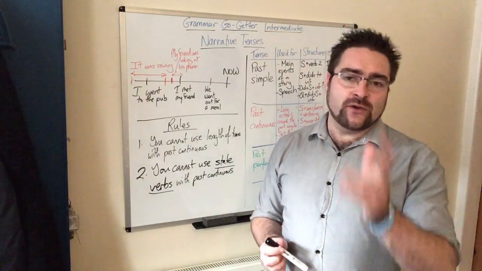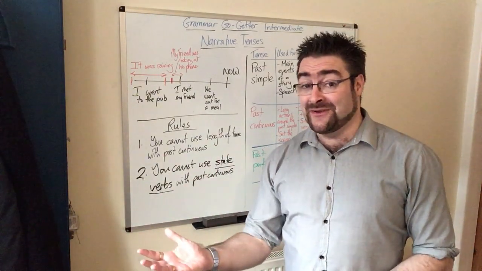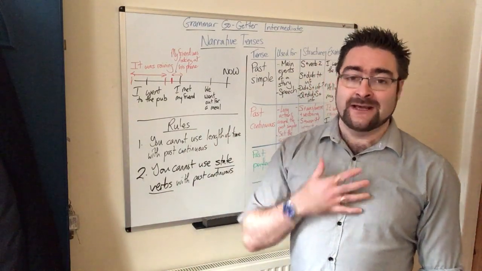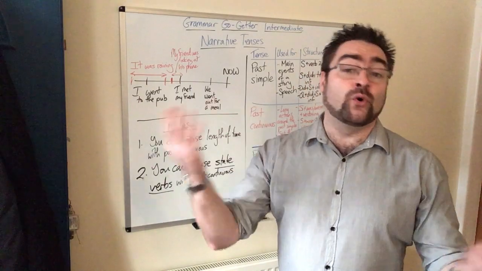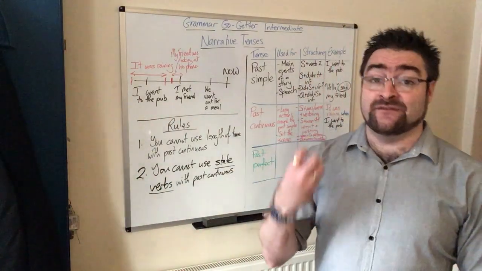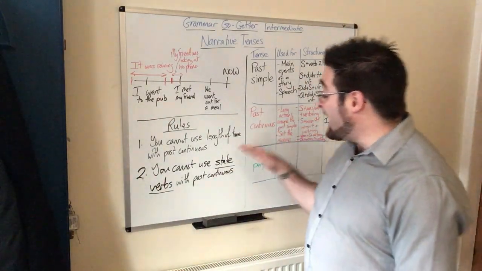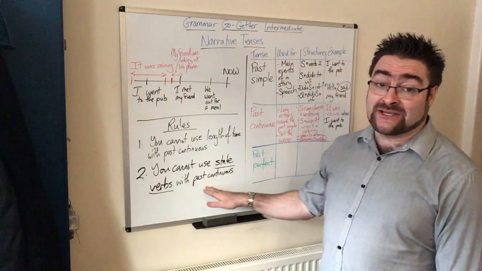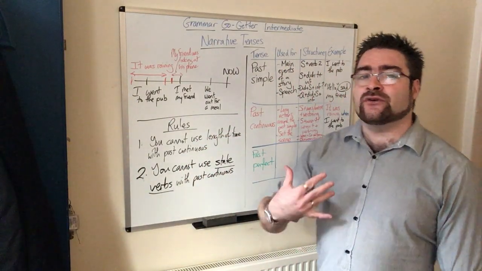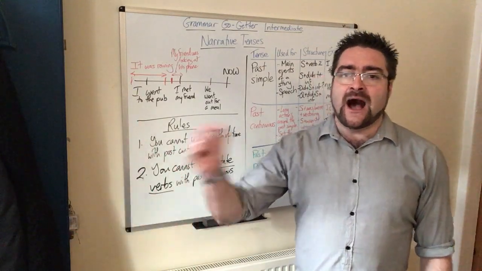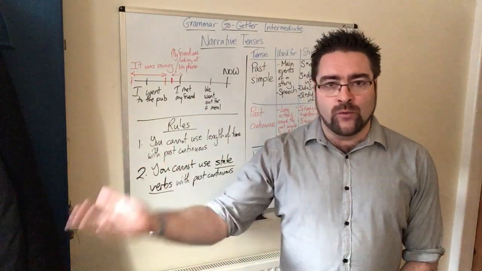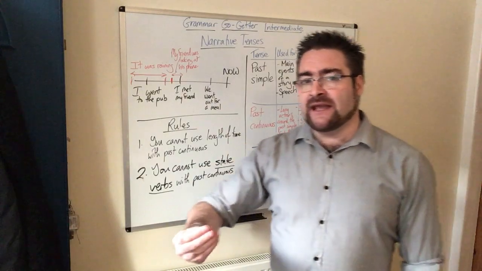Simon says, be a woman. You are a woman or you're not. Simon says, have a beard. You have a beard or you don't. These are called state verbs. And you cannot use them with the past continuous. So you cannot say something like, I was knowing the answer. I was being a woman. I was having a beard.